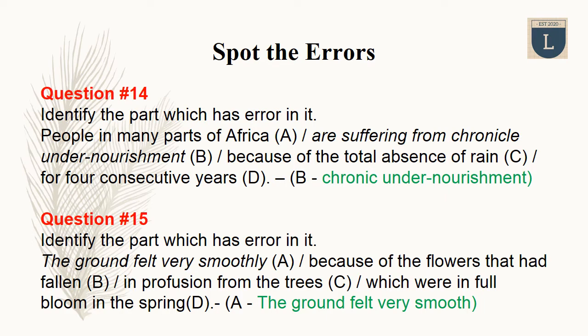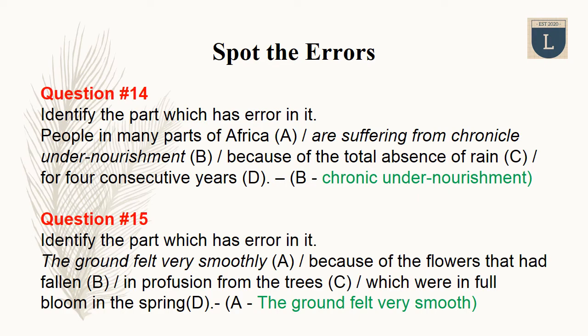Chronic undernourishment is the reason for the people in many parts of Africa suffering because of the total absence of rain for 4 consecutive years. So B, the answer. Number 15.